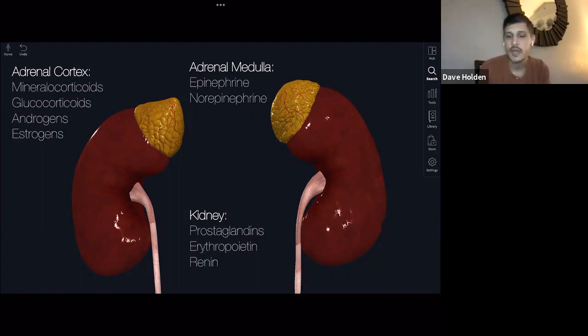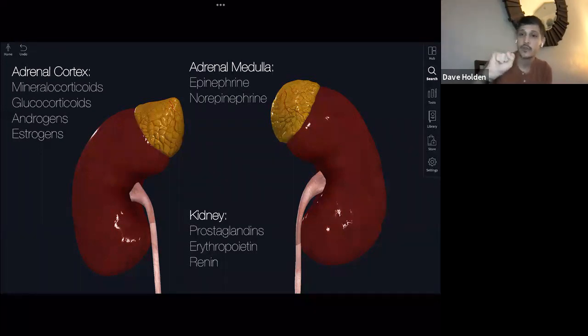Androgens and estrogens are the masculinizing or the feminizing hormones. So these guys will be released not only in things like menstruation, but estrogen is what also gives the female body its feminine characteristics, and androgens are what give male bodies their masculine characteristics.